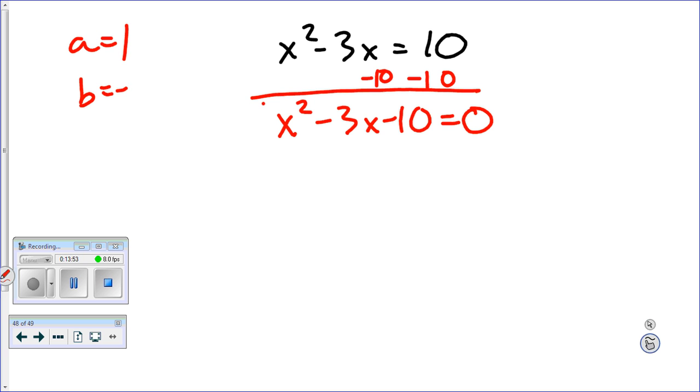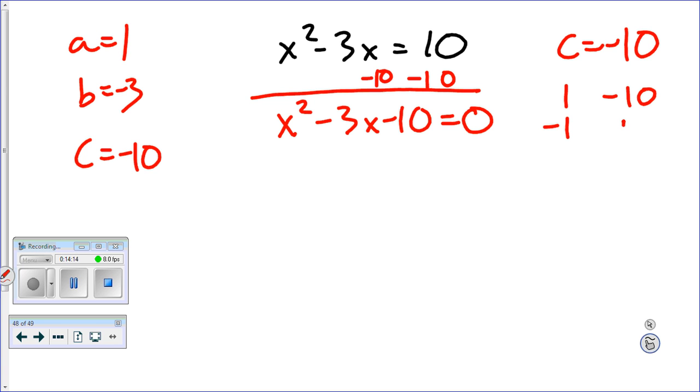B is going to be equal to -3, and C is going to be equal to -10. So what I want to do now is find the factors of C that add up to B. I know a lot of you are going to scream out what they are while I'm doing this, but that's okay. So C is equal to -10. What are my factors of -10? Well, I have 1 and -10, -1 and 10, 2 and -5, and -2 and 5.